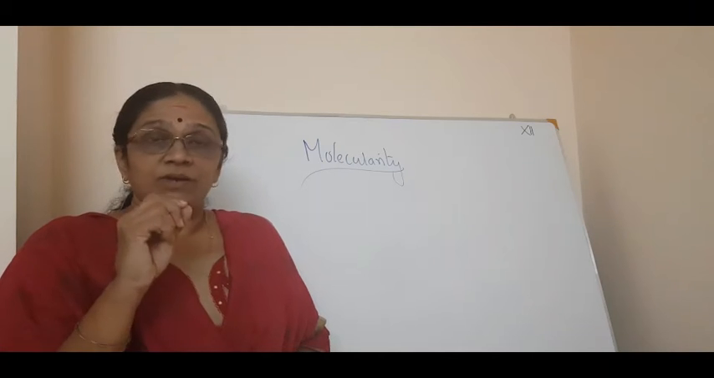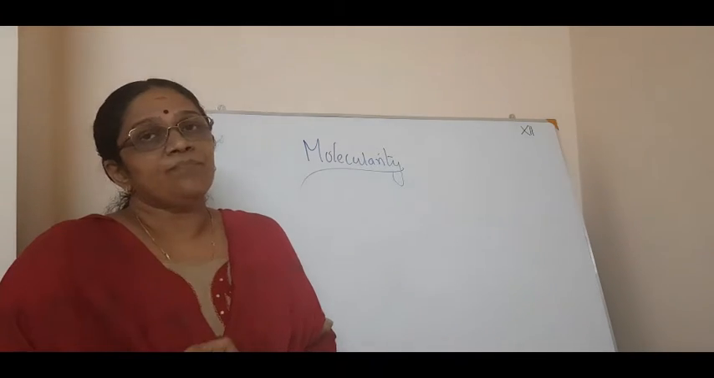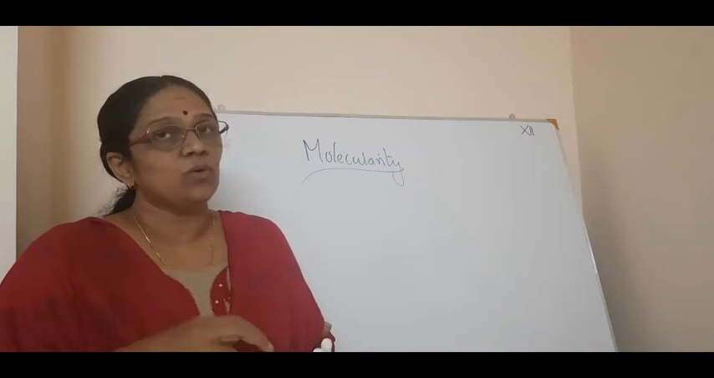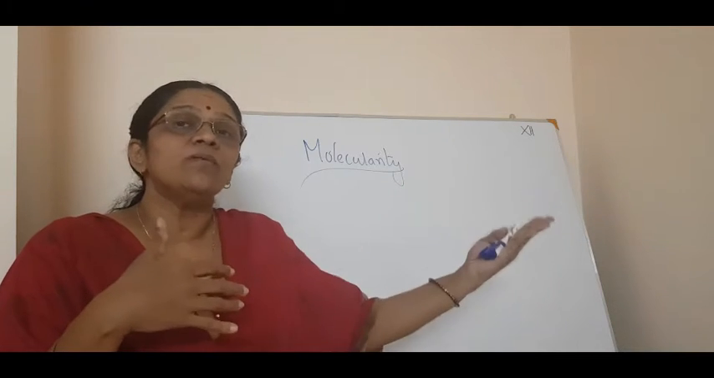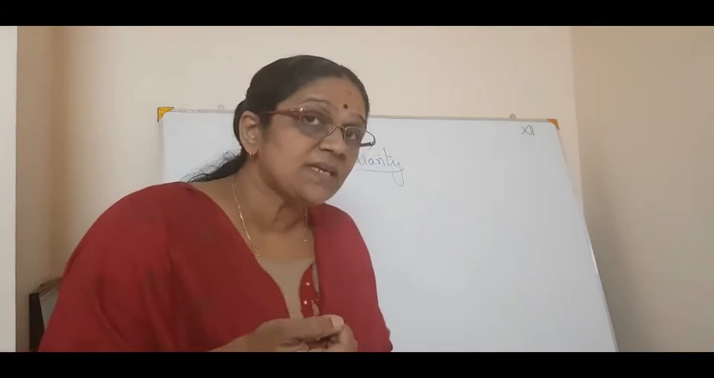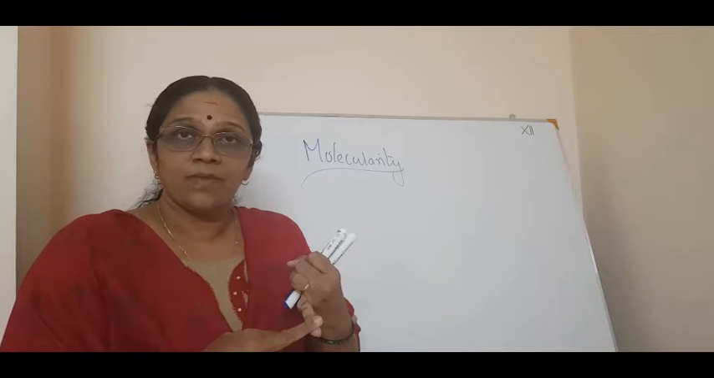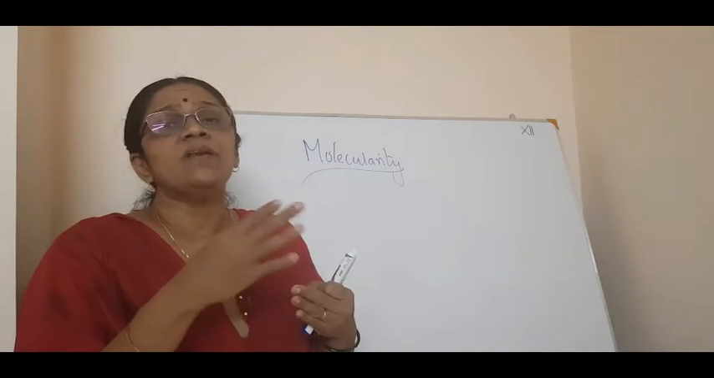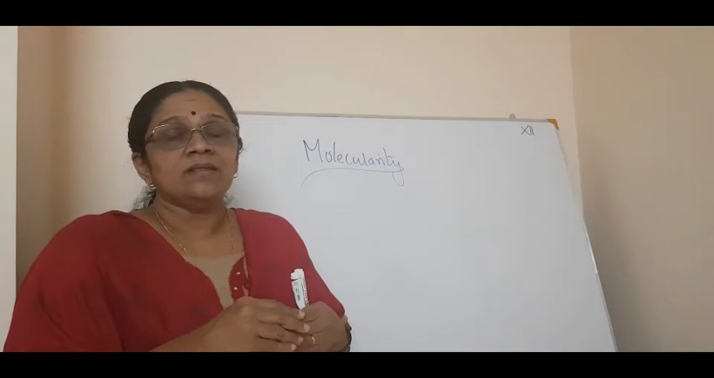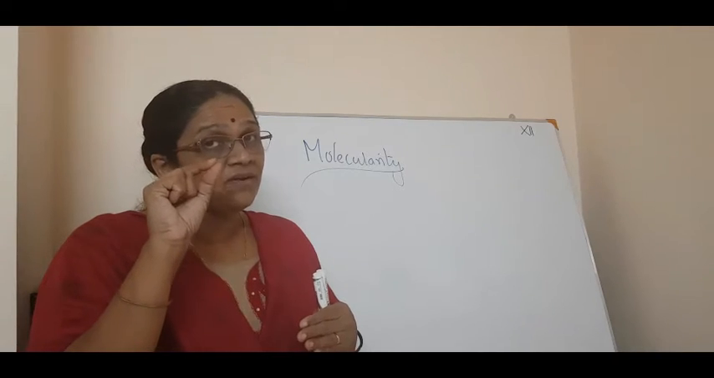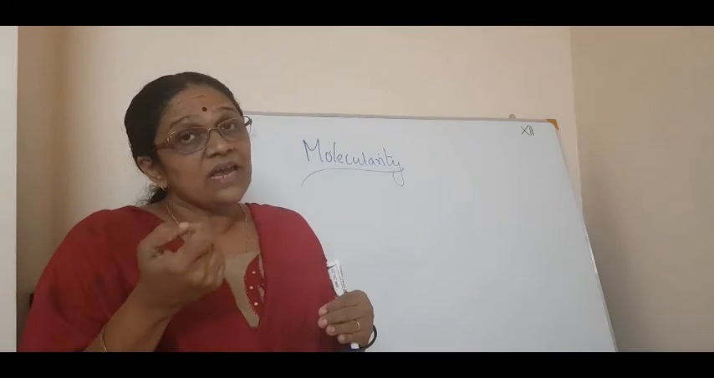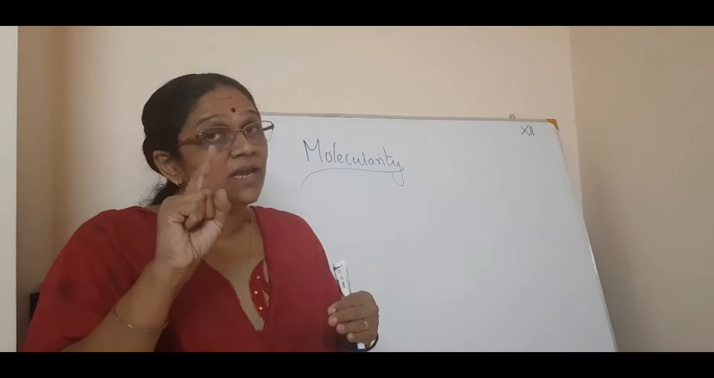But when you consider chemical kinetics, we say molecularity is the number of reacting species, because they have to react, right? Then only will it form products. The reacting species can be atoms, or ions, or even molecules. So it is the number of reacting molecules that take part in an elementary reaction, which is very important. Why did I say elementary reaction? Elementary reactions are those reactions which are carried out in a single step.